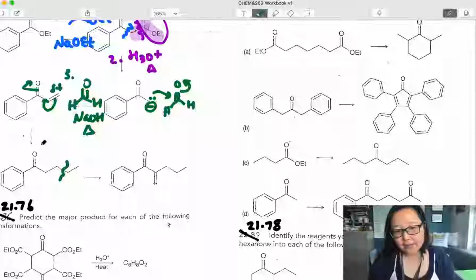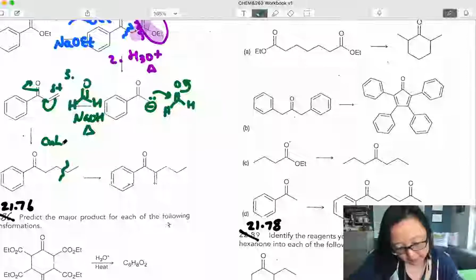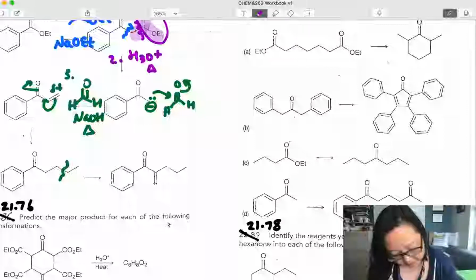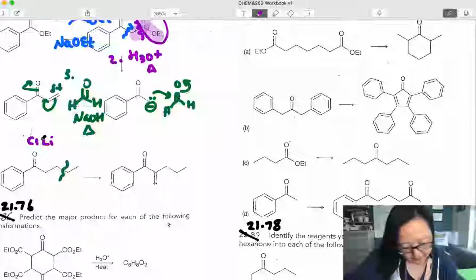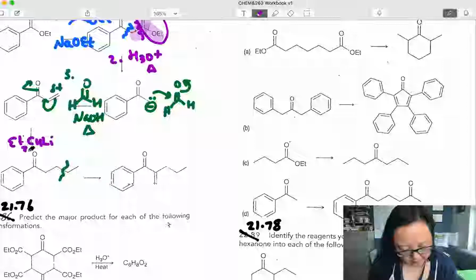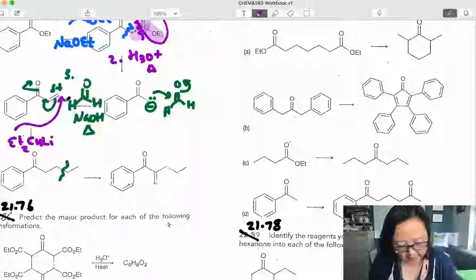So I need a soft nucleophile. I don't want to use Grignard. That's too hard. It'll attack the carbonyl. Let's use an organolithium cuprate. Okay, so I'm going to use CuLi with 2 R groups, and the R groups have to be ethyl. So Et2CuLi, and that's going to give me an enolate. So the ethyl group will attack here, and that'll give me this enolate. And then I need to work that up with water. So I'll probably have step 5 as a water step.